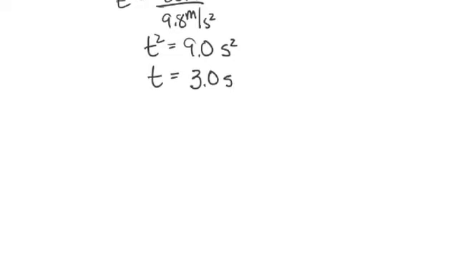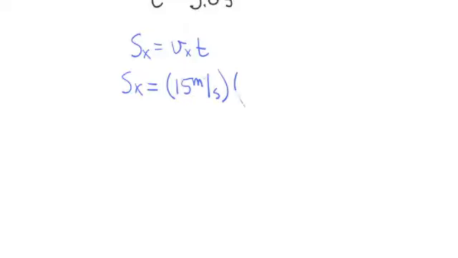Next, we're going to find out how far away from the base of the cliff it lands. To do that, we're going to change the color of the pen, so give me 1 second here. S sub x is equal to v sub x times t. Now, why this simple equation? Because the velocity is a constant, and this is the equation we use. Distance that falls away from the base of the cliff: 15 meters per second. Remember, we said that the velocity in the x direction is a constant, times the amount of time, 3.0 seconds, and the ball lands 45.0 meters away from the cliff.